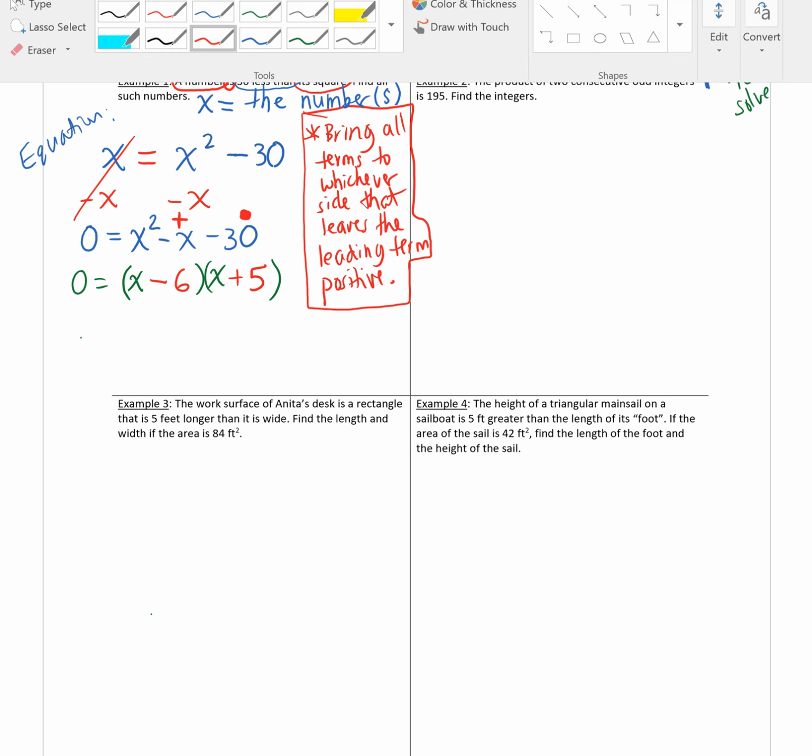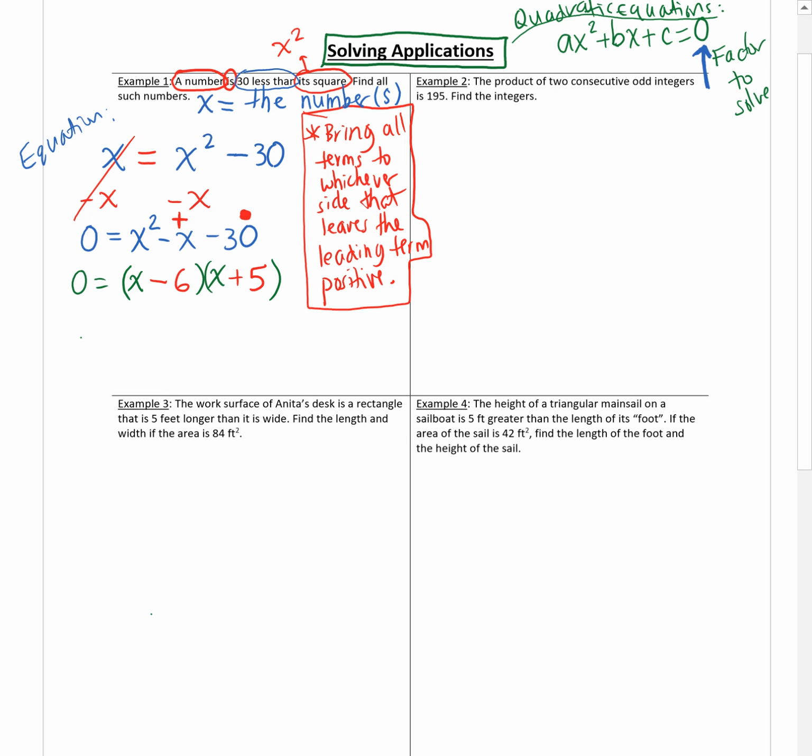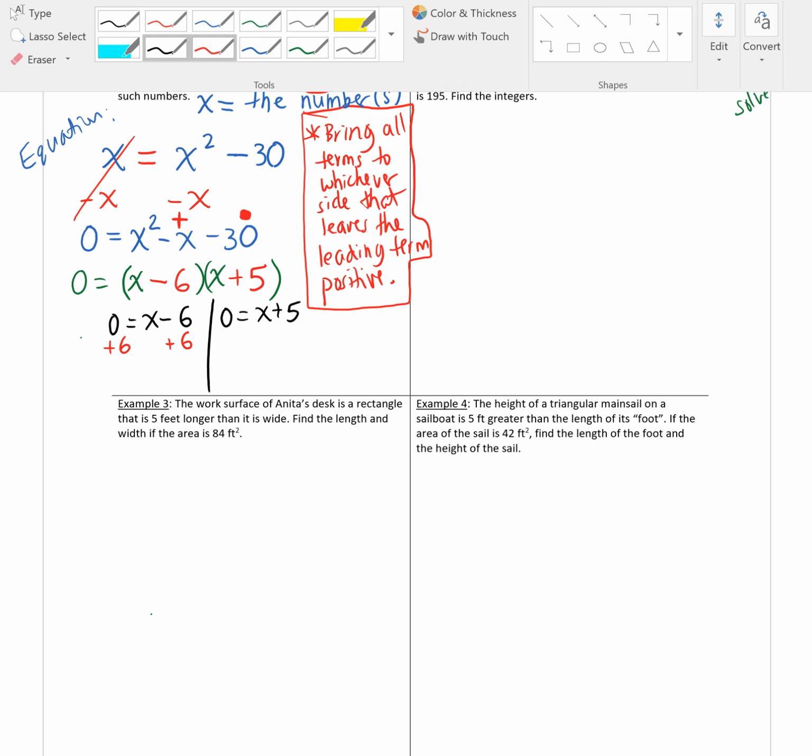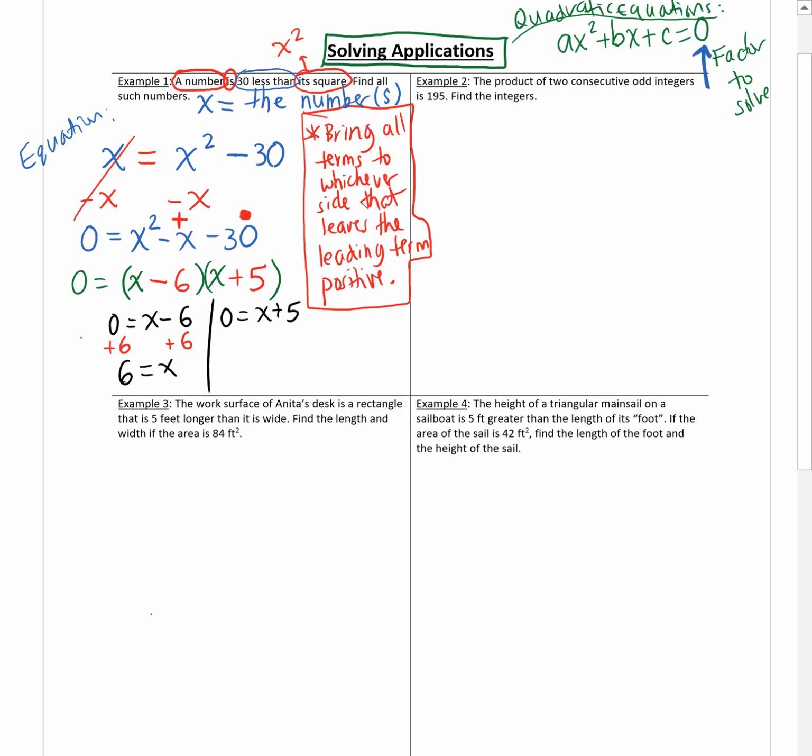Now it's time to set each of these factors equal to 0 and find our 2 solutions. The factor on the left equals 0, and the factor on the right equals 0. Those will be our 2 solutions to this application problem. To solve the one on the left, I'll add 6 to both sides, which leaves x equals 6. For the one on the right, I'll subtract 5 from both sides, which leaves x equals negative 5.